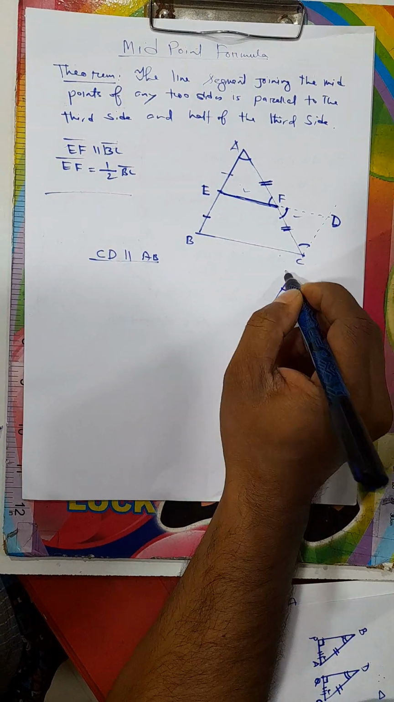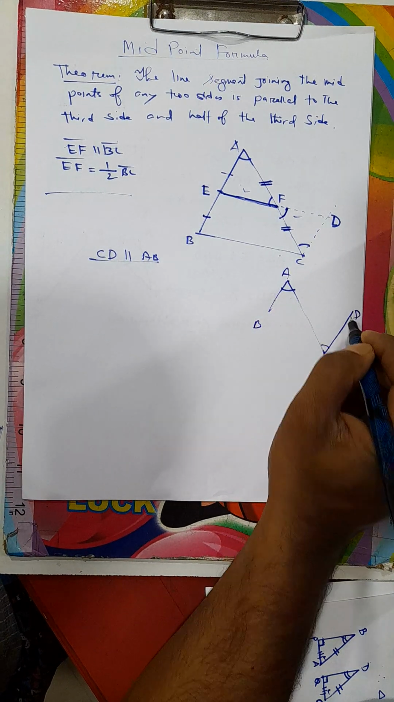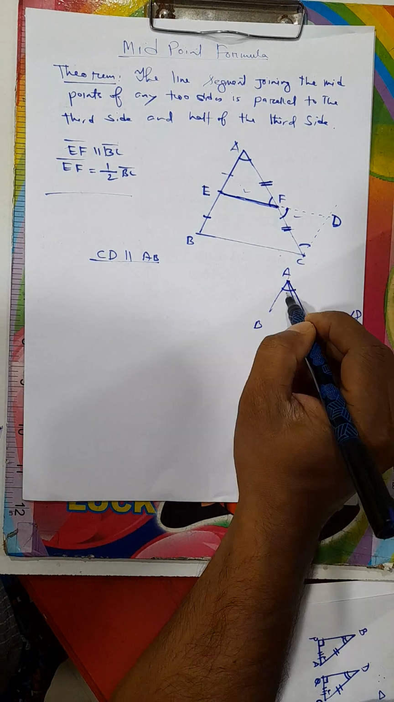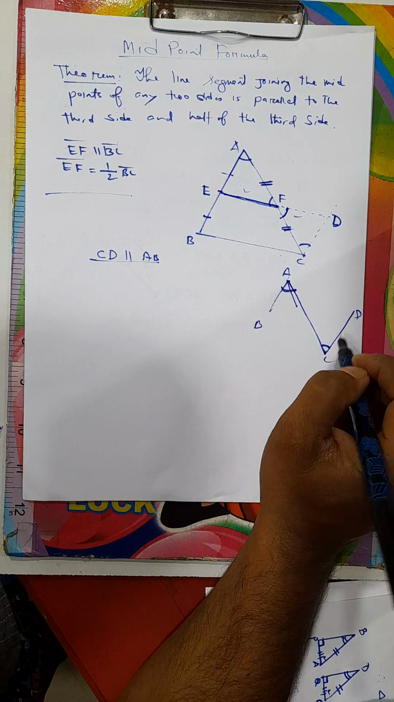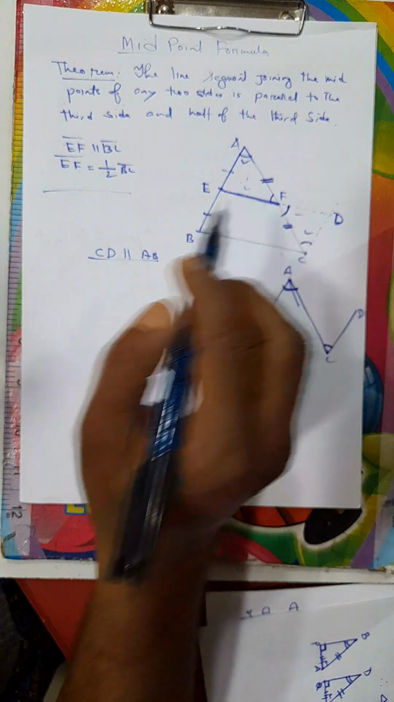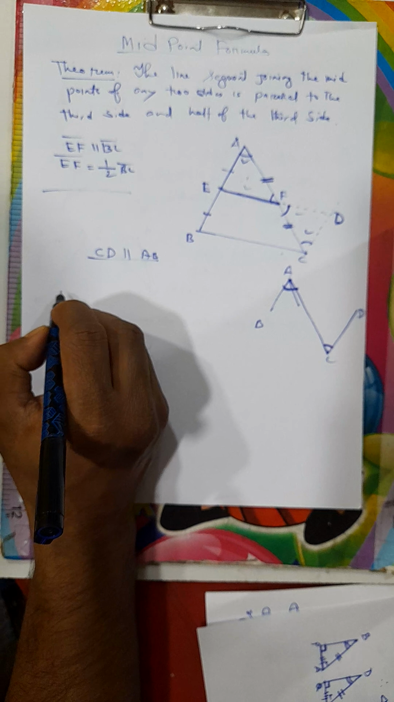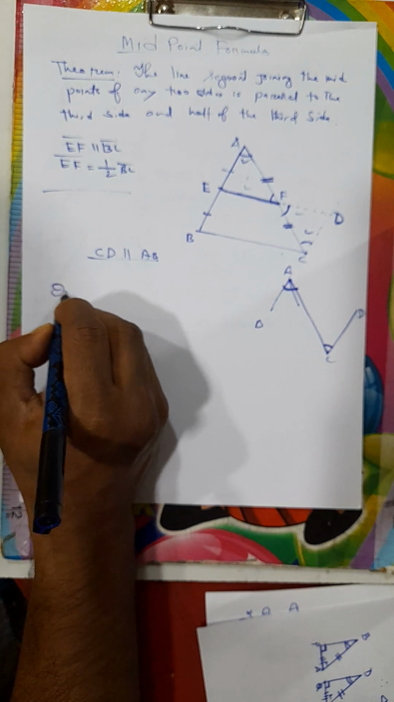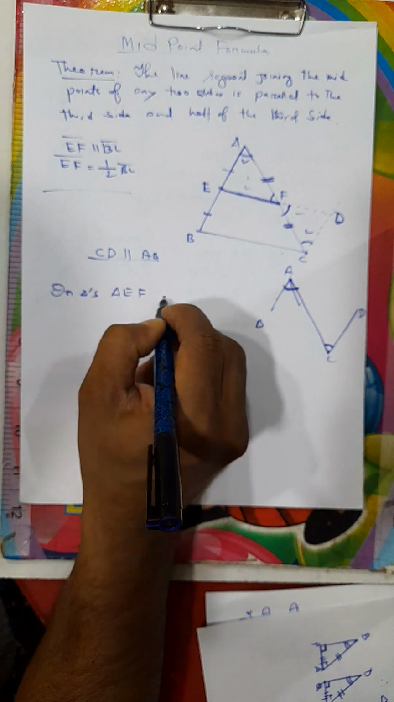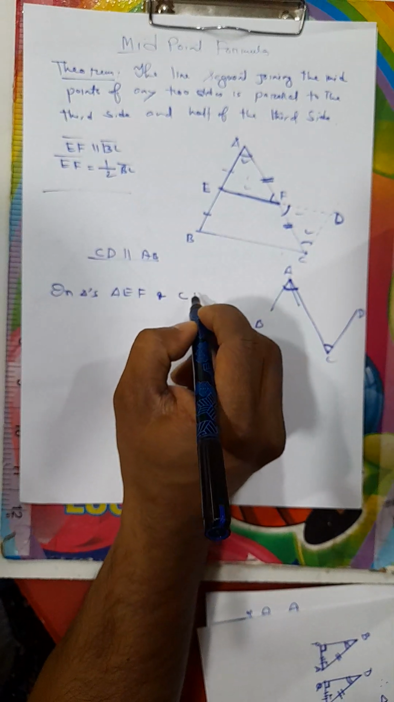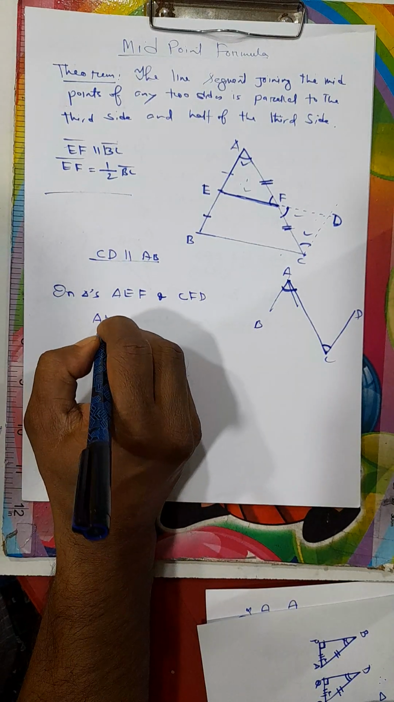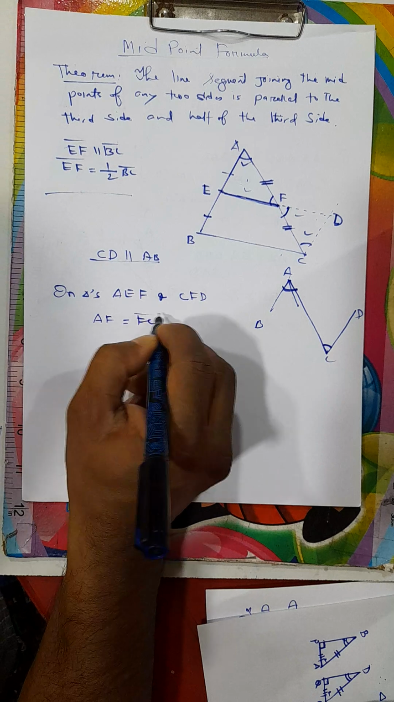Now BA is parallel to CD. So AC is a transversal here. So this angle equal to this angle. That means this angle equal to this angle. So these two triangles are congruent, right? So if you consider triangles, in triangle AEF and triangle CFD, you find that AF equal to FC, right?